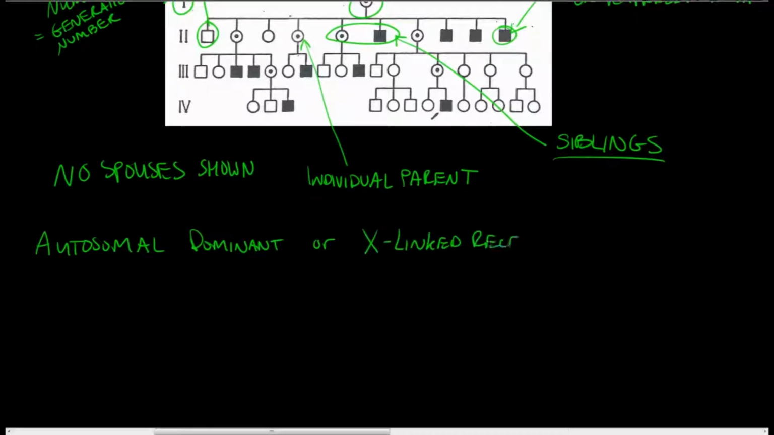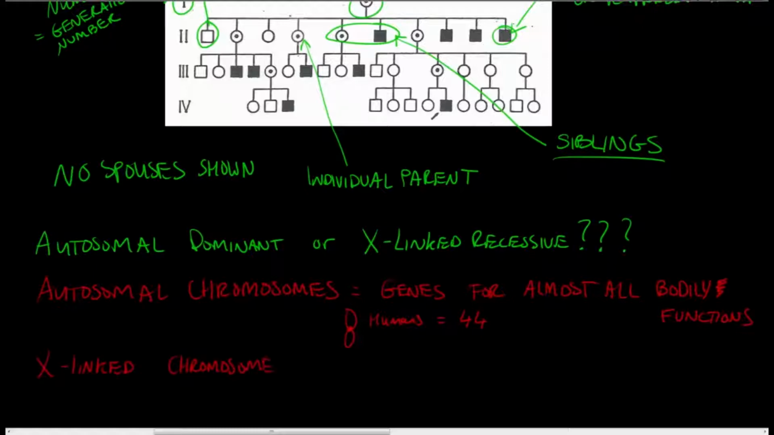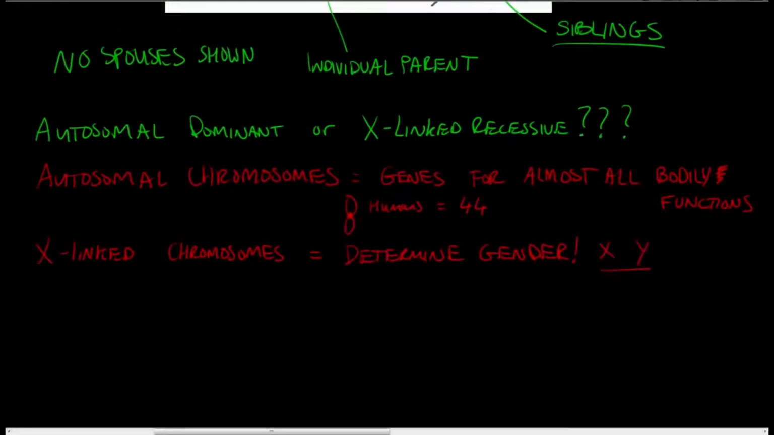In order to know this, we need to understand what those terms mean. If you know already, just skip this. Autosomal chromosomes contain genes that determine almost all of our bodily functions. In humans, we have 44 of these autosomal chromosomes, and sorry, this says X-linked. I was supposed to put sex-linked. Our sex-linked chromosomes determine gender, and they are the X and the Y chromosome. Males have an X and a Y chromosome, and females have an X and X chromosome.